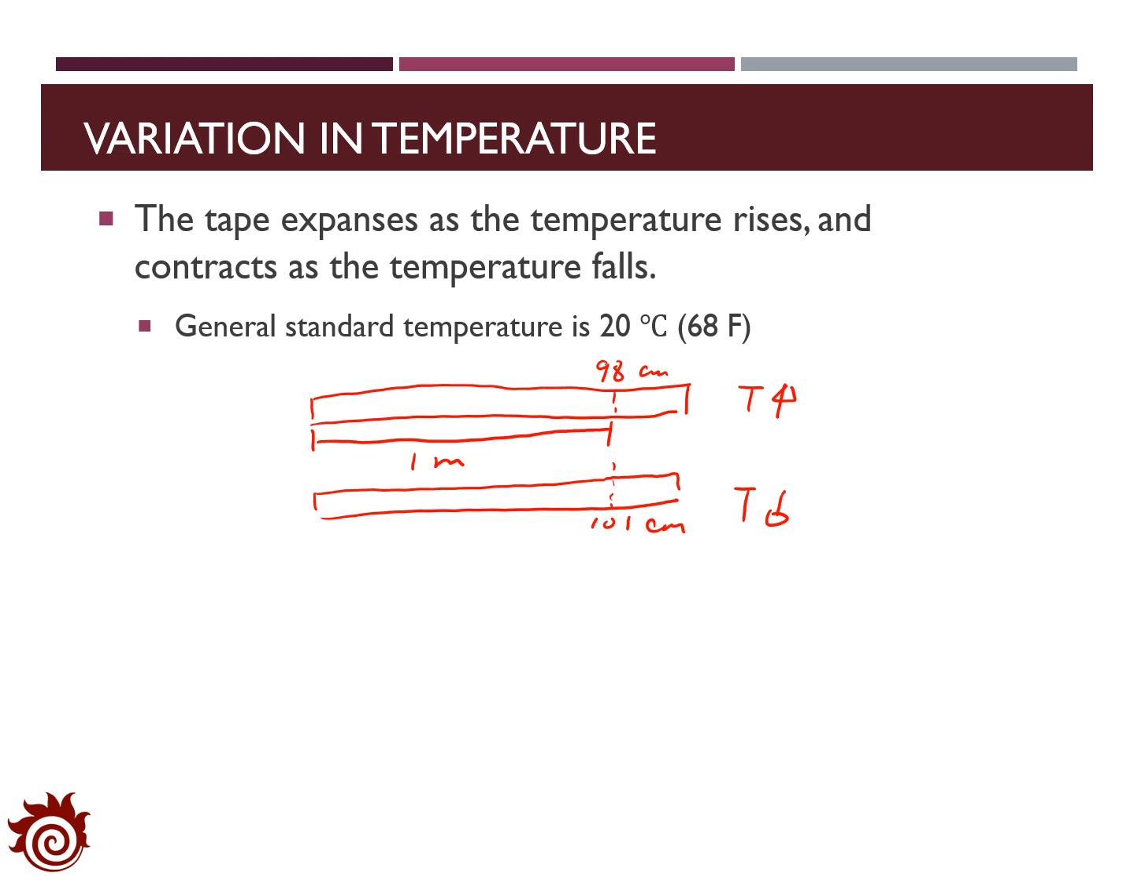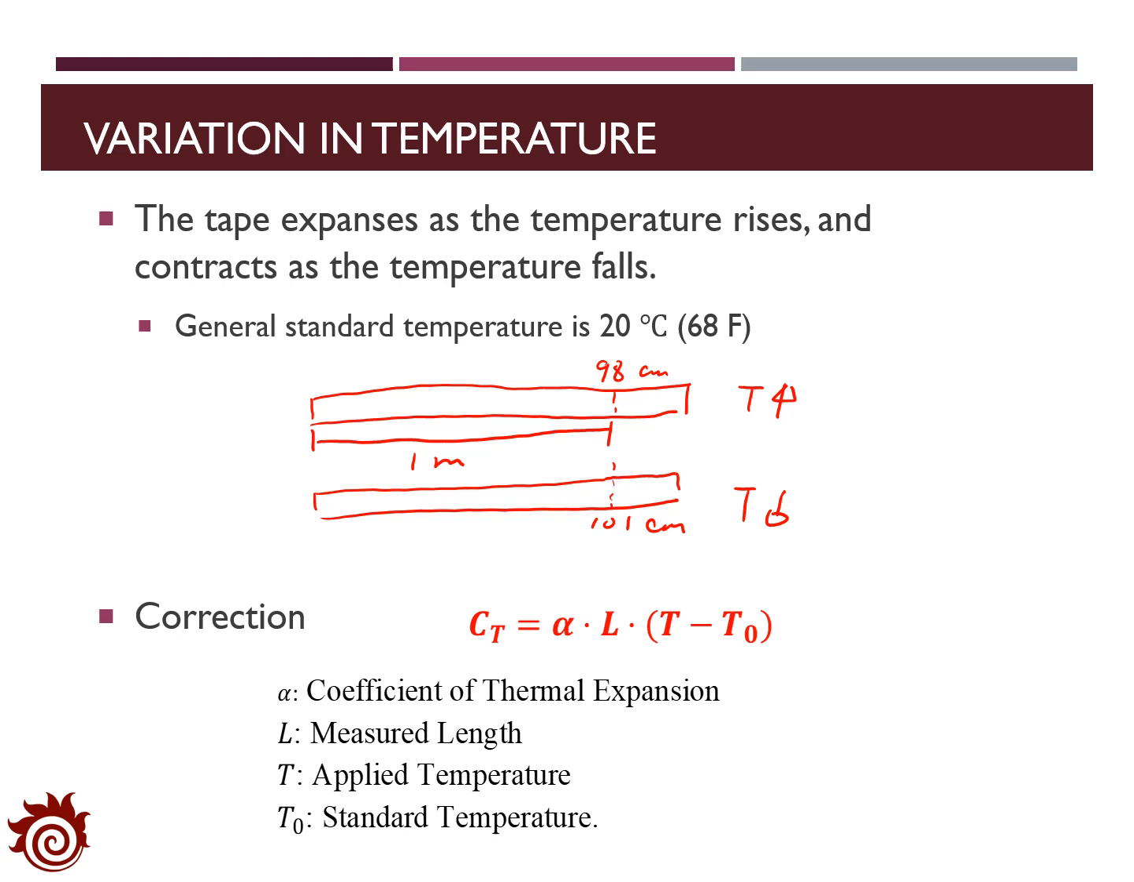So we can see that the reading from the tape under different temperatures will be different, and that requires us to introduce some corrections for the temperature. In general, we assume that the error from the temperature is a linear function of the temperature. So we say that the correction C_t is alpha times L times (T minus T0). Here, alpha is the coefficient of thermal expansion, L is the measured length, capital T is the applied temperature during the experiment, and T0 is the standard temperature. Usually for most tapes, the standard temperature is set as 20 Celsius or 68 Fahrenheit.